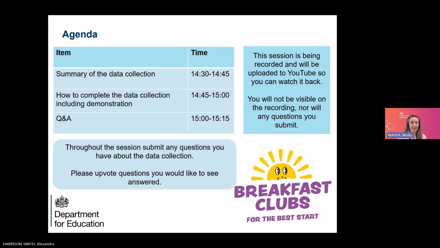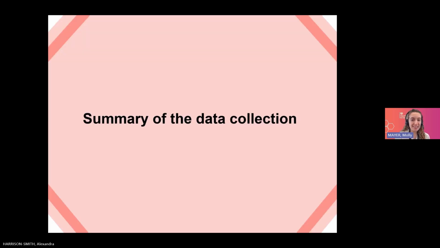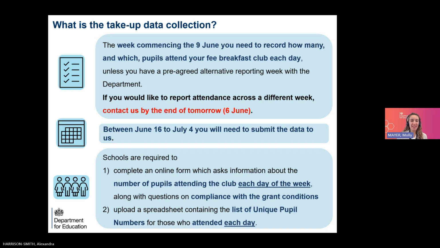Okay, so we'll go to the next slide and start talking about what is the data collection. Great. So the take-up data collection is your time to report how many and which pupils attend your free breakfast club. So how it works is that starting on Monday, 9th of June, so this coming Monday, you will record how many and which pupils attend your free breakfast club each day until the rest of the week. So this means recording who attends on Monday, Tuesday, Wednesday, Thursday, Friday. And if a child attends all 5 days, make sure you record them each day.